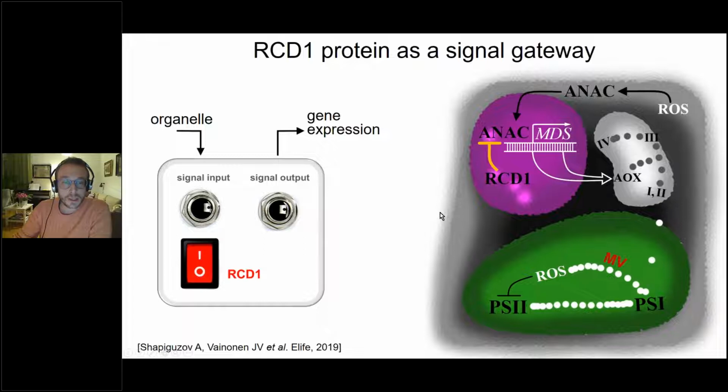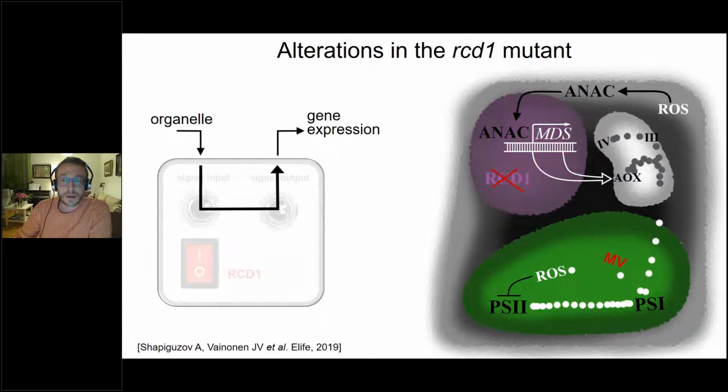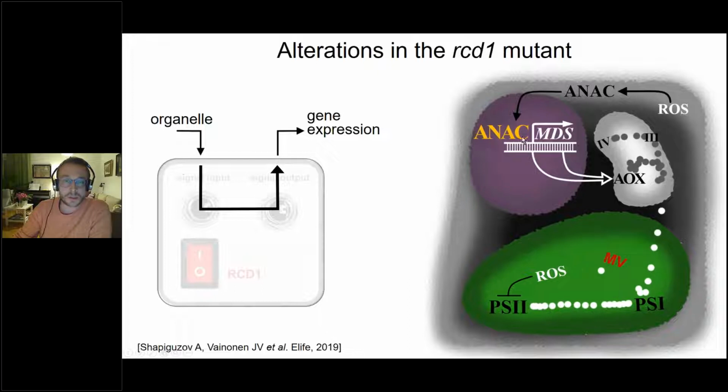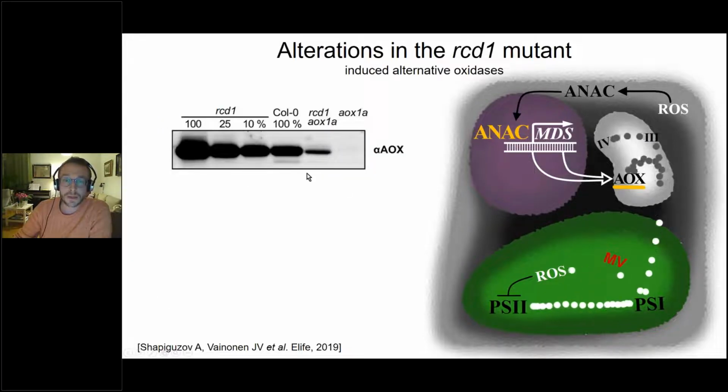So when RCD1 is missing, then this signal is constantly induced. So ANAC transcription factors are constitutively active. MDS genes are always induced in standard growth conditions. Alternative oxidases start accumulating, and this we see very well biochemically. The RCD1 mutant accumulates 10 to 15-fold more alternative oxidases than the wild type Col-0.